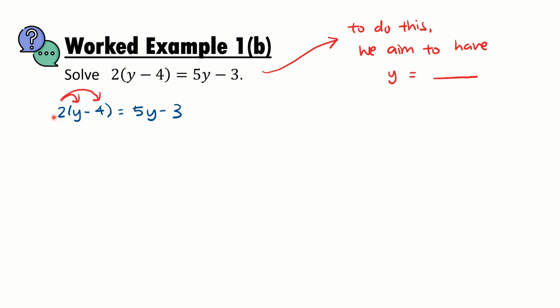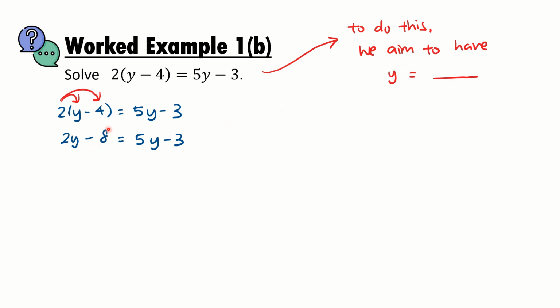Hence, we will have 2y minus 8. In my next step, I write 2y minus 8 equals 5y minus 3. There is no change to the right hand side because we did not do anything to it at all. Now that we have 2y minus 8 equals 5y minus 3 without any brackets involved, we want to arrive at our objective of y equals something.